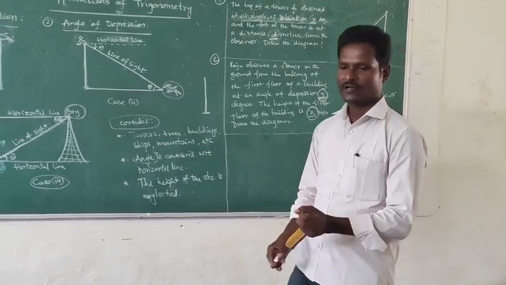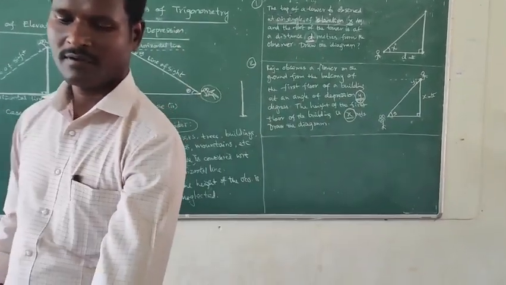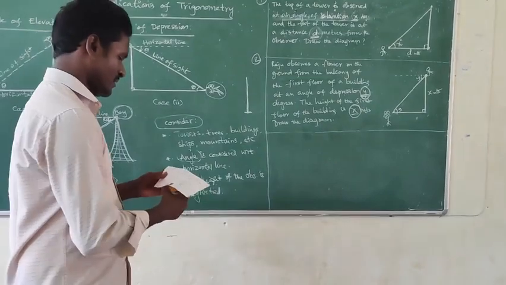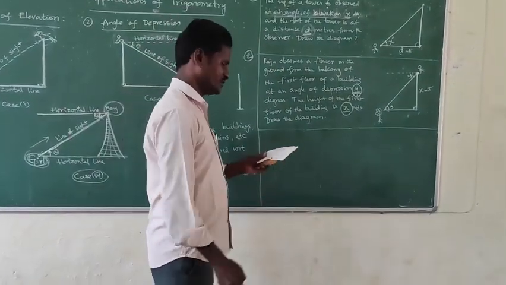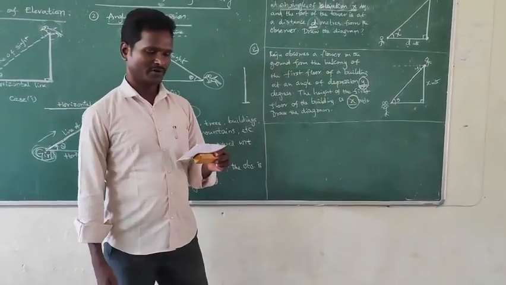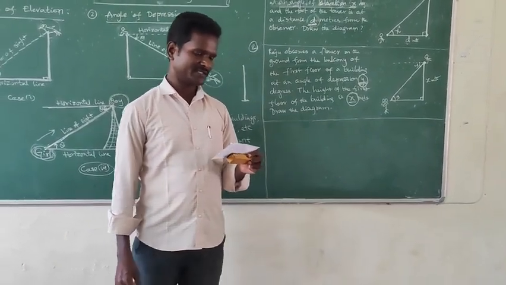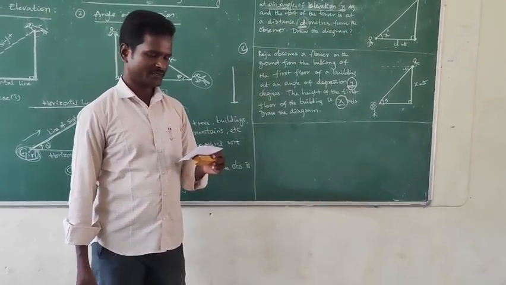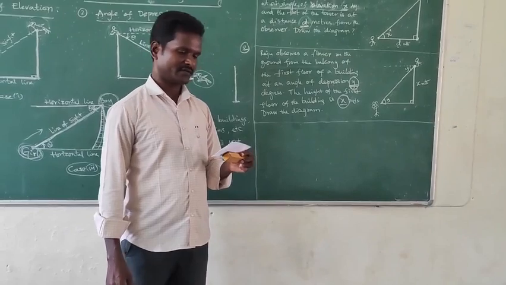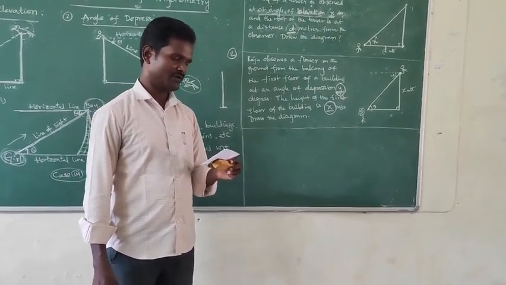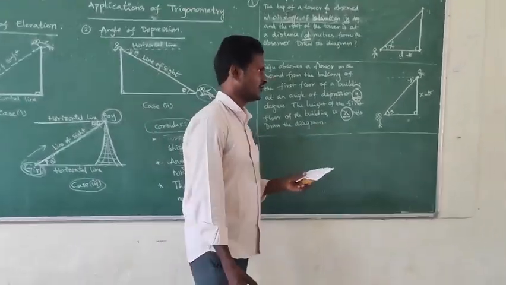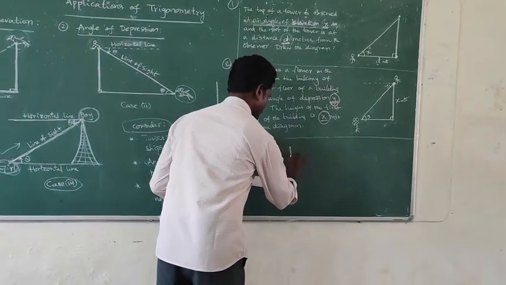So take another example. A boy observes the top of the electric pole at an angle of elevation 60 degrees when the observation point is 8 meters away from the foot of the pole. Find the height of the pole. So here an electric pole is given.